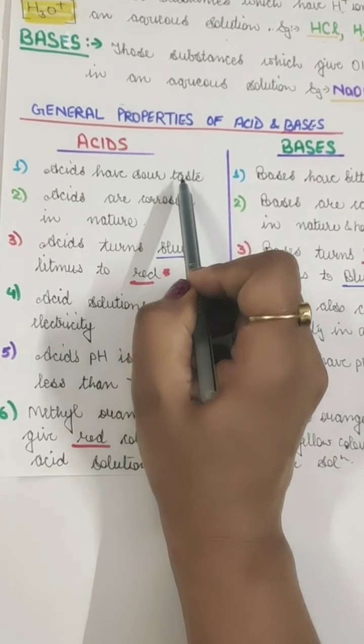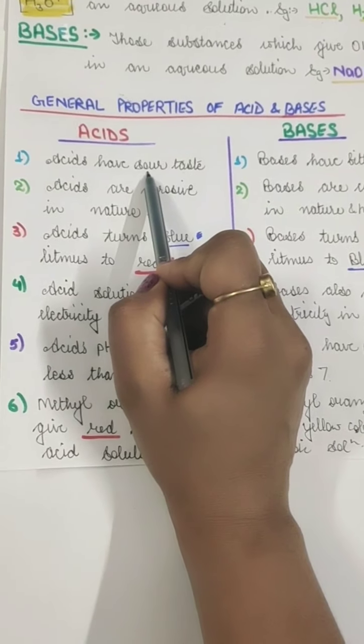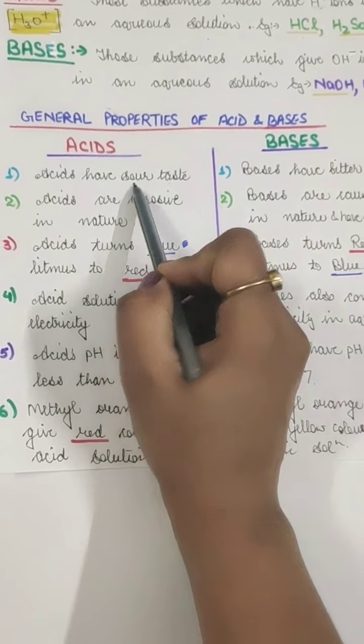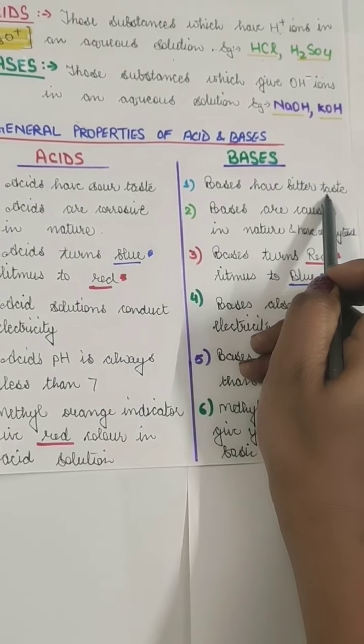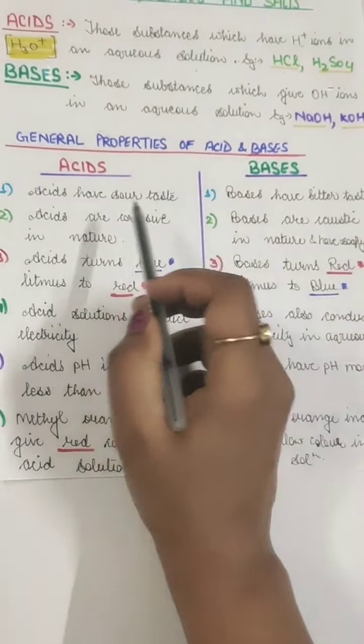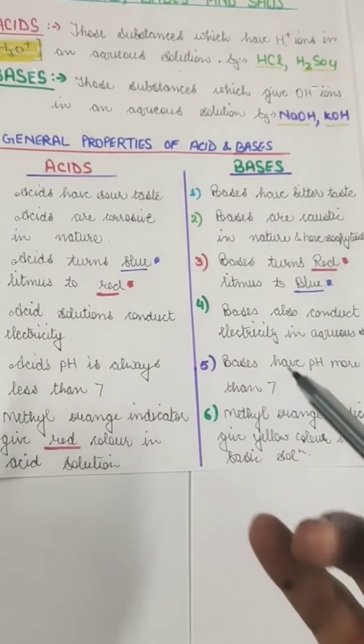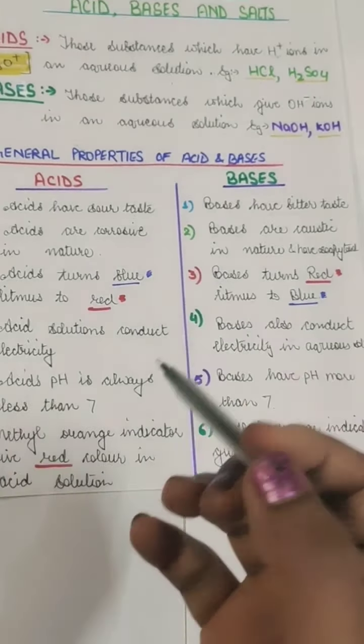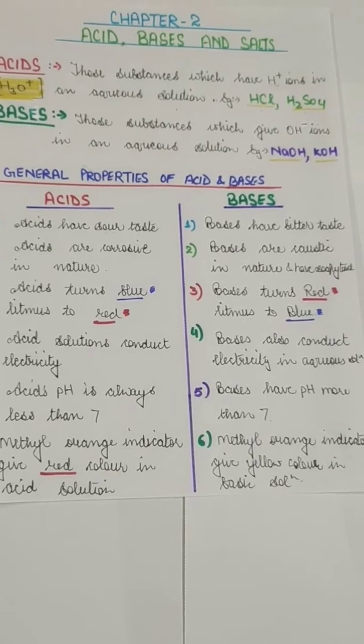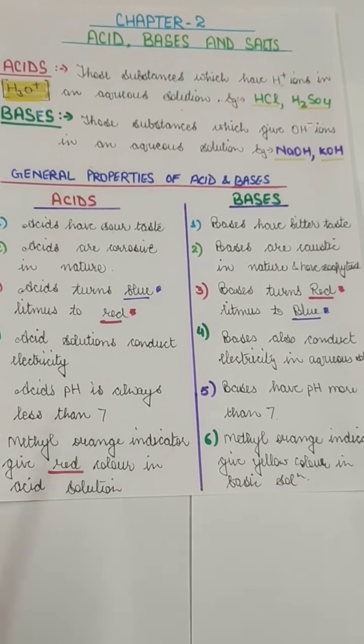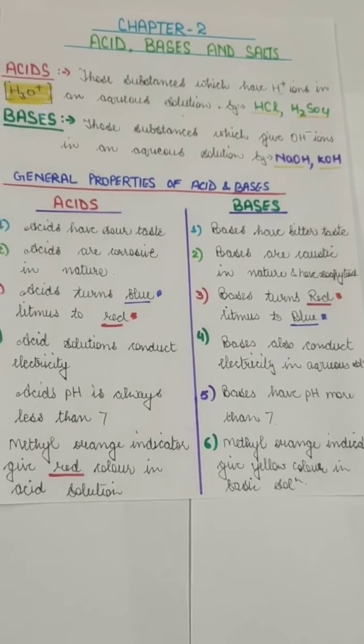Acids have a sour taste, that means they are a little tangy on your tongue. Bases have a bitter taste. But you can't taste the concentrated acids and bases. You can only taste the dilute acids or the organic acids.